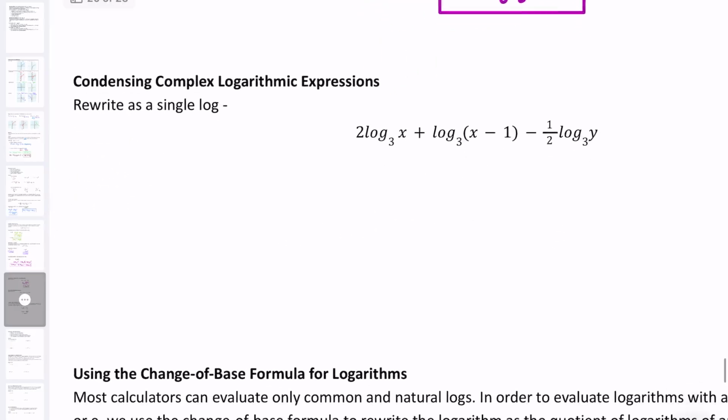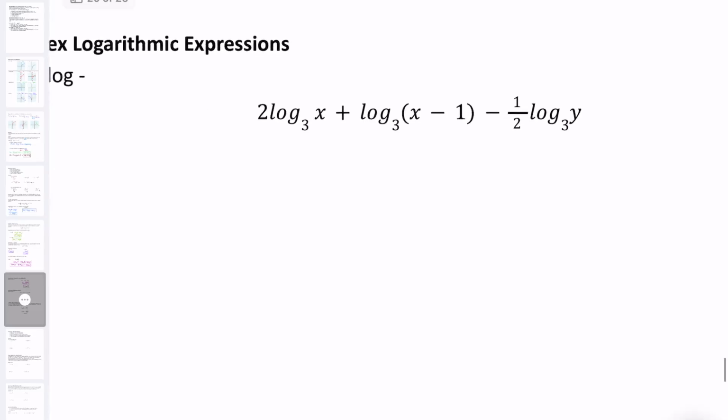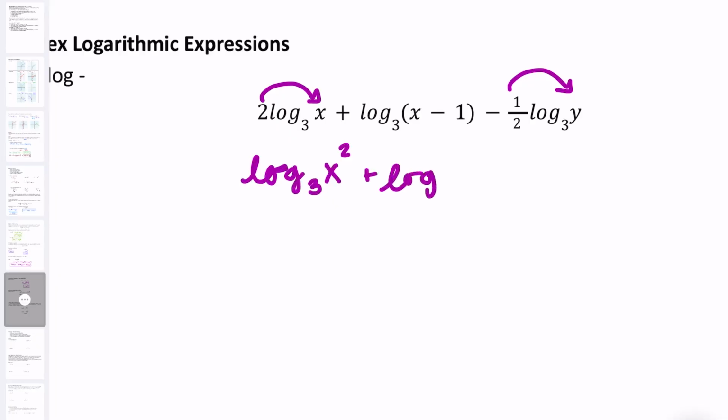You can also condense using all of these rules. So let's go ahead and take a look and see what we can do with this one. I can bring the 2 back up as an exponent. I can bring this 1/2 over as a root, so let's start there. And then we have log base 3 of root y.